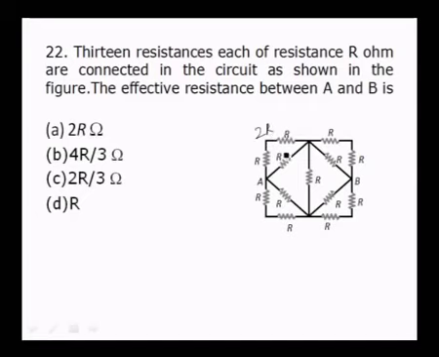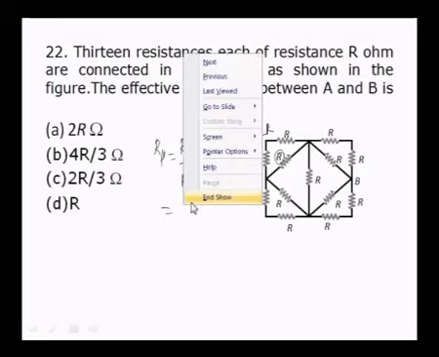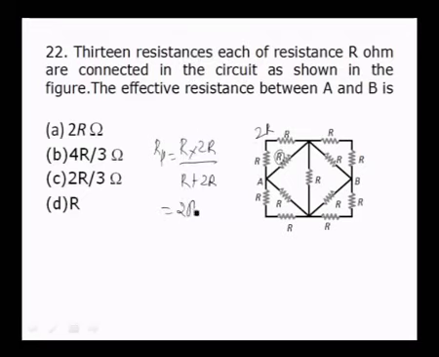This 2R is parallel with the R. Calculate the value of the resistance. That is Rp is equal to R into 2R divided by R plus 2R. This becomes 2R square divided by 3R. R gets cancelled. This is equal to 2R divided by 3.